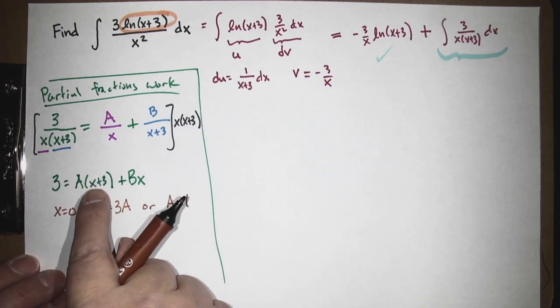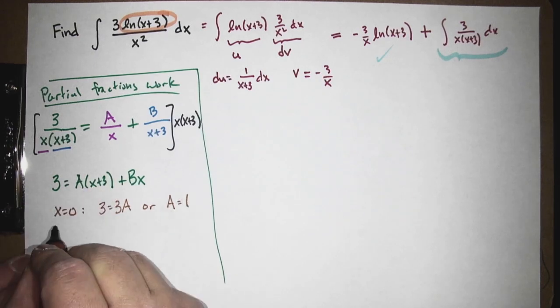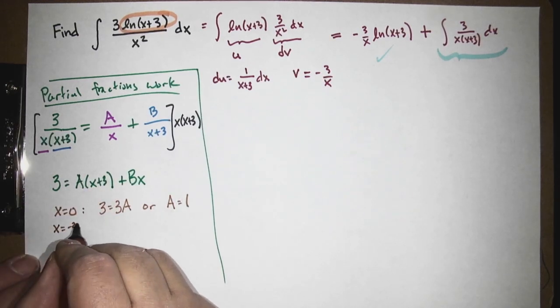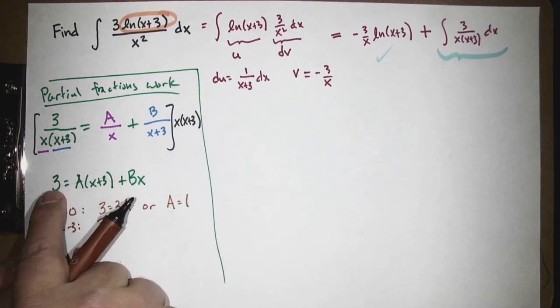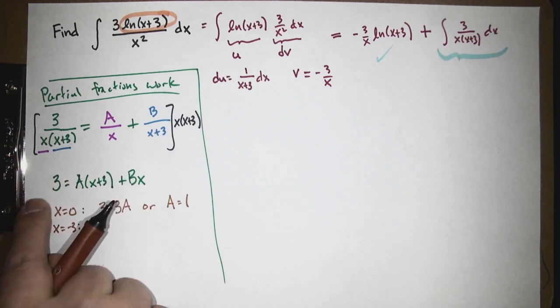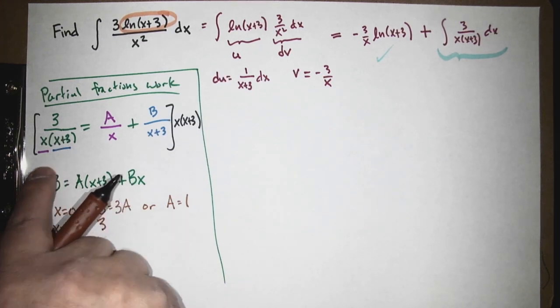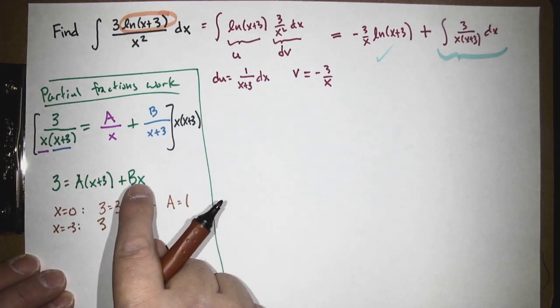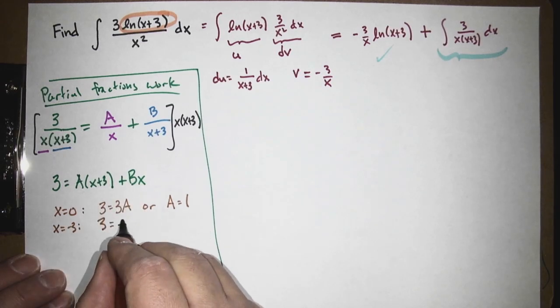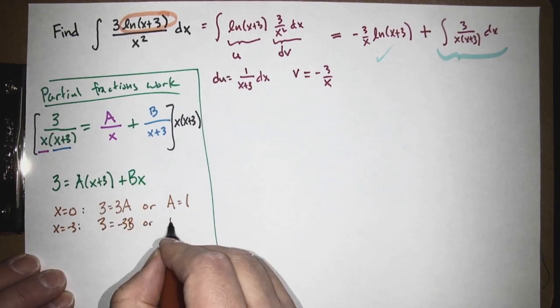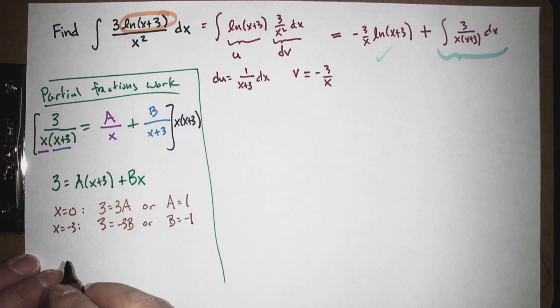-3. Great choice because minus 3 plus 3 is 0. So that's going to make the first term go away. So we get 3. Notice it doesn't matter what you plug in. It's always 3 on the left-hand side. But if we had more stuff, it would be a little bit more complicated. And so 3 equals minus 3 times b, or b equals -1.